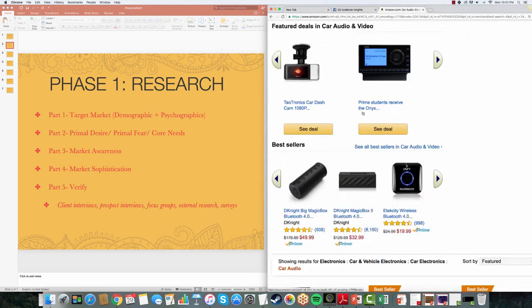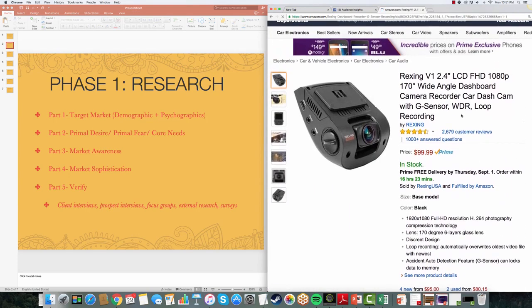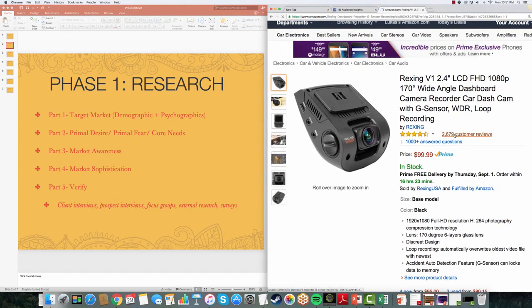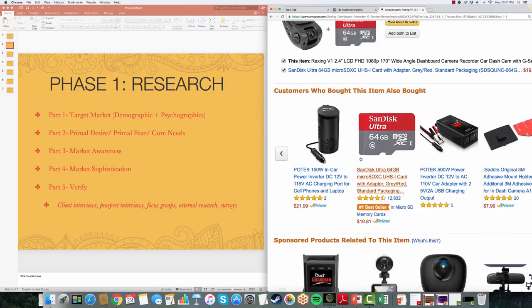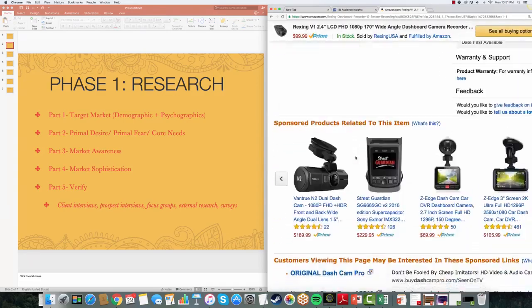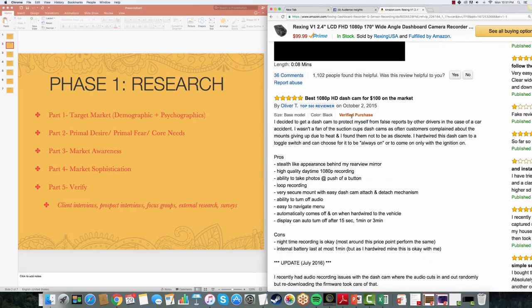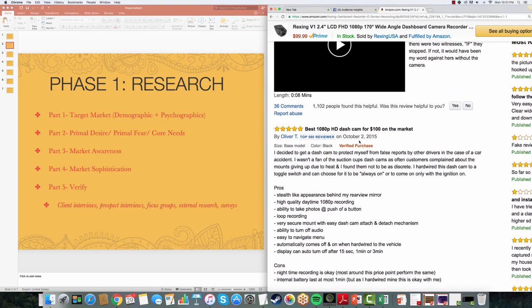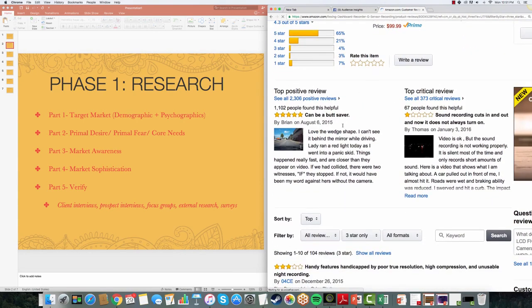Let's look at different pieces for car audio, whatever this crazy contraption owl-looking thing is. This is $100, 2,679 customer reviews with 1,000 plus answered questions. You have a wealth of buyer information here, and truly buyer information. All you have to do is go down here and figure out who the verified purchasers are and why did they purchase?